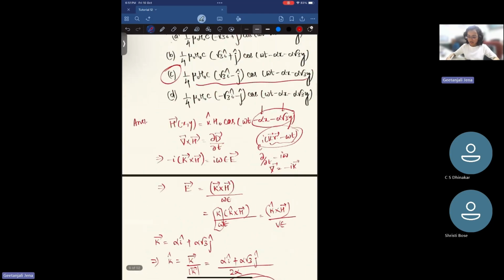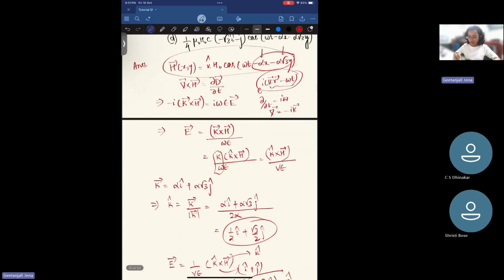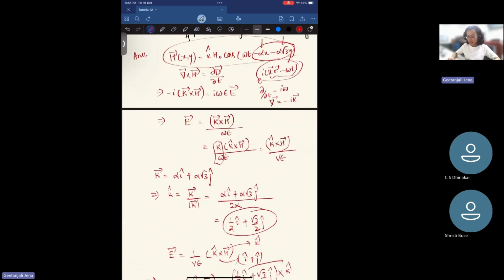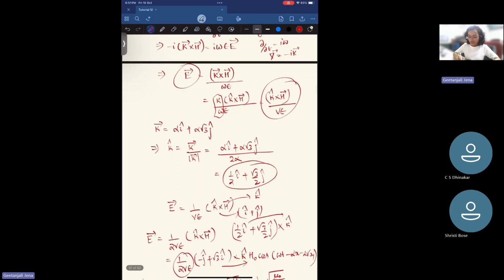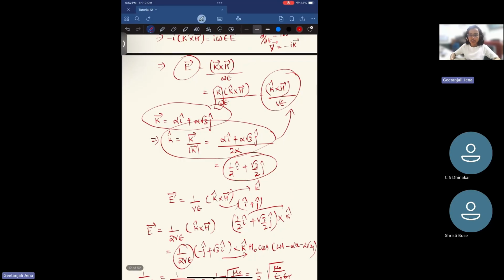So we have H, then we have calculated what will be the expression for E with H, which is E is K cross H by V epsilon. Then we find out what is K, then unit vector, and we put it, and we have simplified 1 by V epsilon.